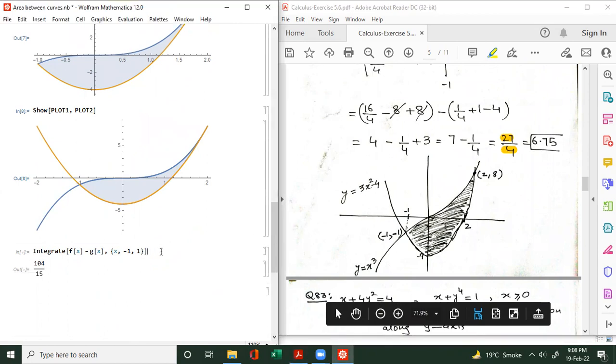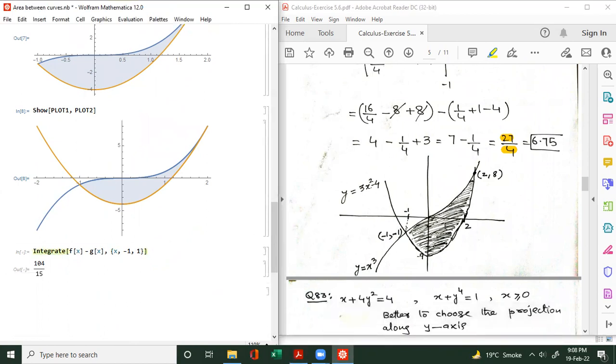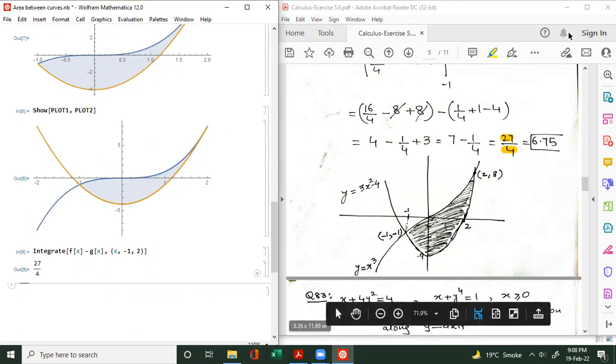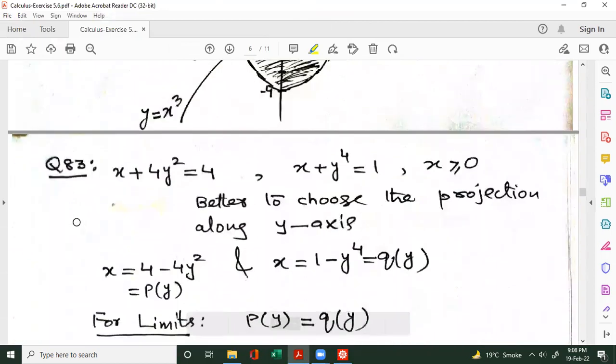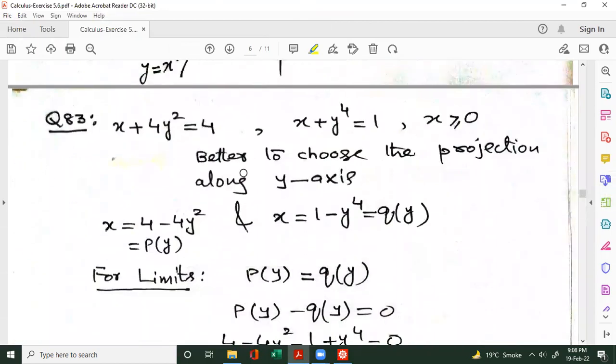And as I integrate it from -1 to 2, will my area be equal to 27/4? Yes, Mathematica also informs me that my answer is 27/4. Okay, students, I am going ahead. After that, question number 83.